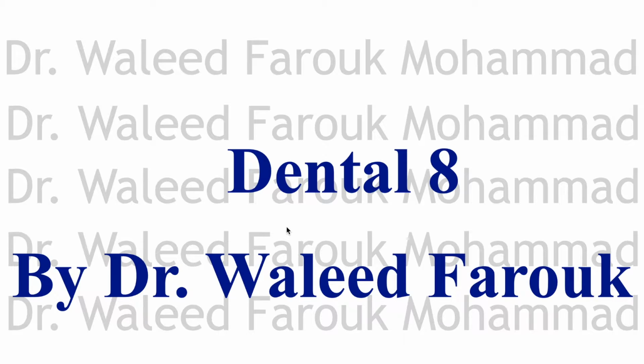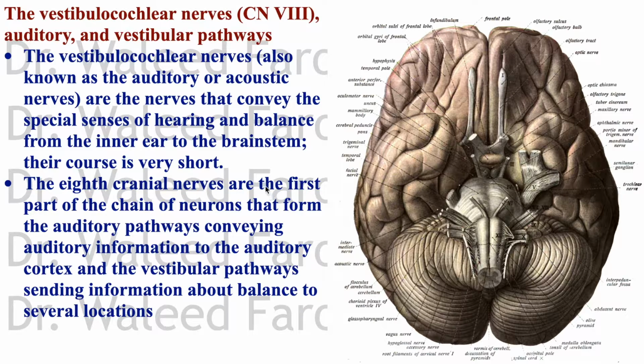In this lecture we'll discuss the 8th and 9th cranial nerves, so let's begin. The 8th cranial nerve, or the vestibulocochlear nerve, is actually two nerves united together, the vestibular nerve and the cochlear nerve. One is concerned with body balance, which is the vestibular nerve, and the cochlear nerve is for hearing.